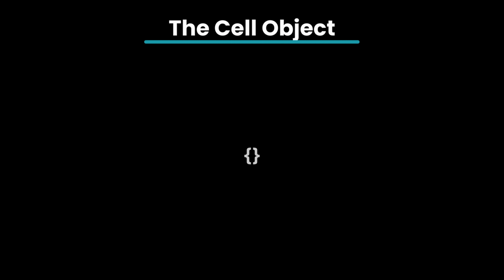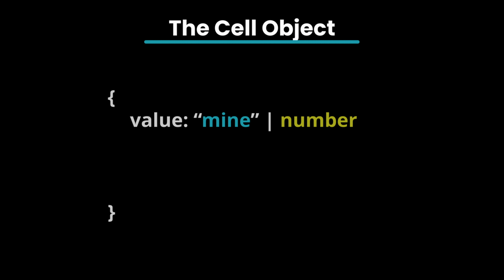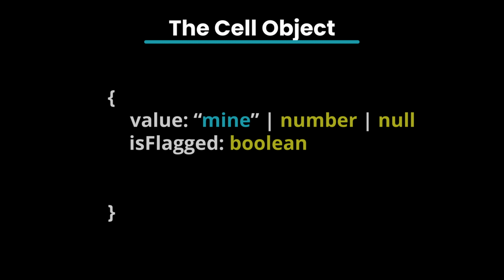Each cell has its own structure to keep track of its state. The first property is value. It could be a mine indicating that the cell contains mine. It could be a number showing adjacent mines, or empty, which is null. The second property is flagged. It is a boolean value that tracks if a cell is flagged by the player. And also flagged cells can't be opened with a left click. The third property is opened. It is also boolean and it marks if the cell is revealed. So when opened is true, it shows the cell's value.